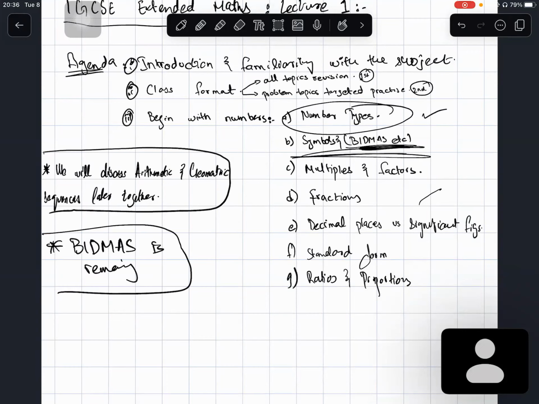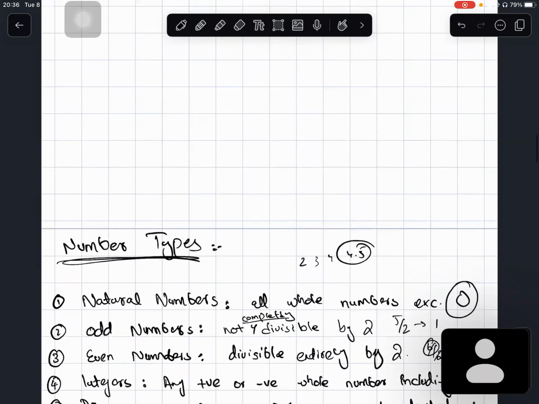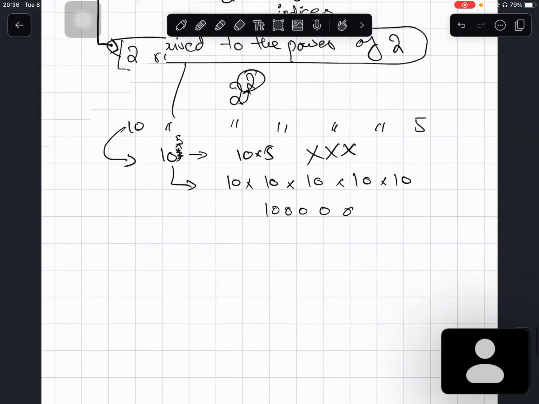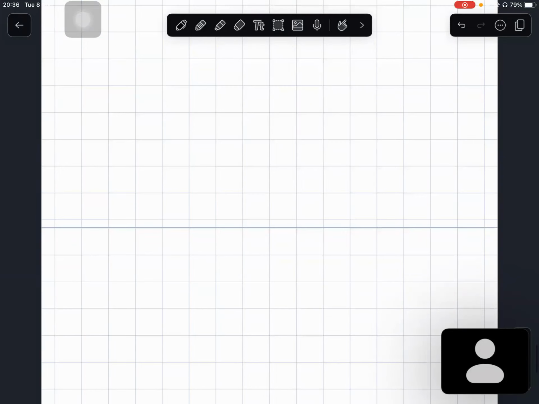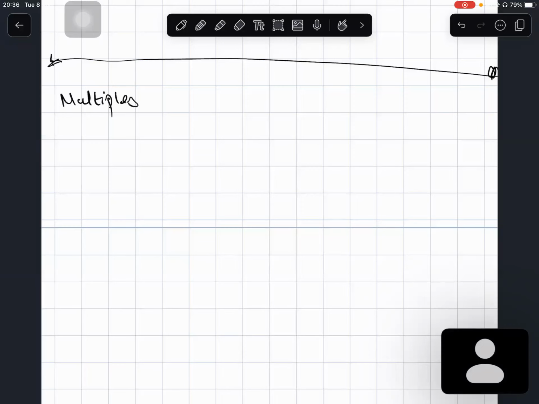Okay, multiples and factors. Any idea what multiples are? Any idea what factors are? Multiples and factors. If you don't have any idea, that's not an issue whatsoever. It's a very, very basic thing. Multiples are extremely basic. Factors are also extremely basic.